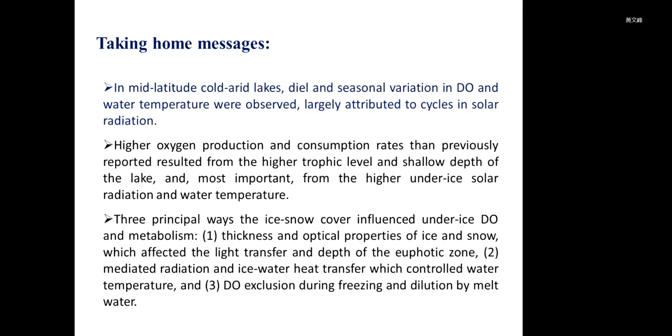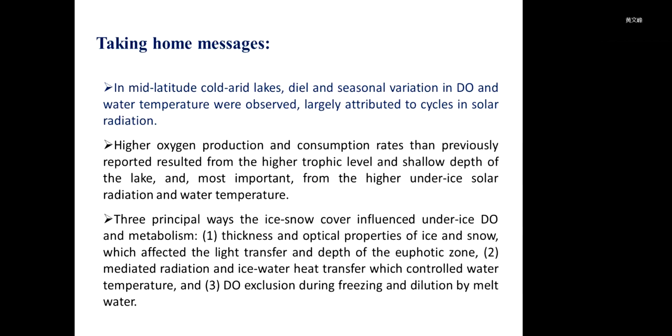Now we can go to the conclusion. In mid-latitude cold arid lakes, diurnal and seasonal variation in DO and water temperature was observed, largely attributed to cycles in solar radiation. In this lake, we found higher oxygen production and consumption rates than previously reported. The high oxygen production and consumption mainly resulted from the higher trophic levels and the shallow depth of the lake, and most importantly, from the higher on-ice solar radiation and water temperature.